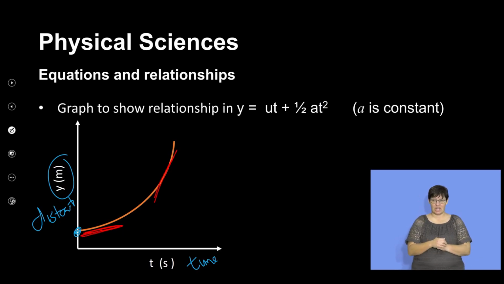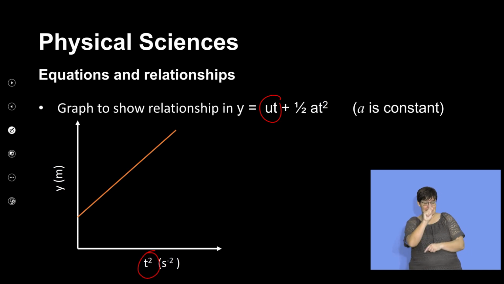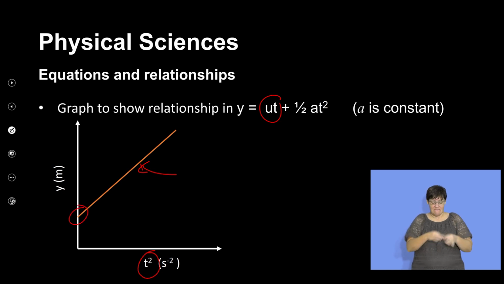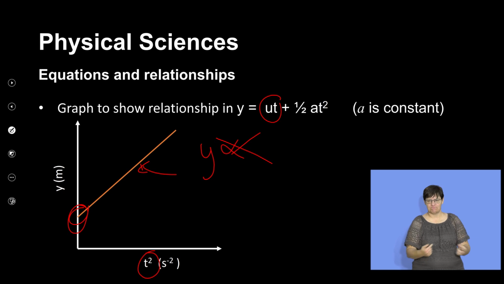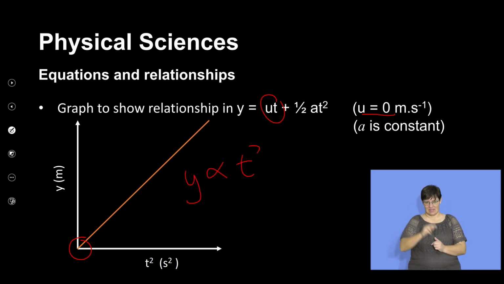So very quickly, let's go to our next graph. Let that still be over there, and let's make sure that we plot against t squared now. We've got a constant over here. The gradient is constant. That's going to be our value there. And we can say that the y is directly, no, we can't say directly because it's not going through the origin. So what we've got to do is make sure that this ut part, the u, has to go to 0. And only then can we say y is directly proportional to t squared.